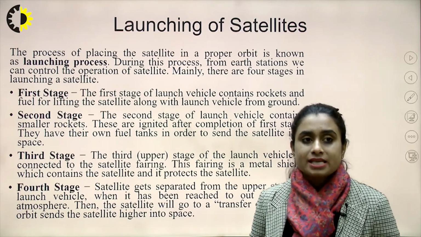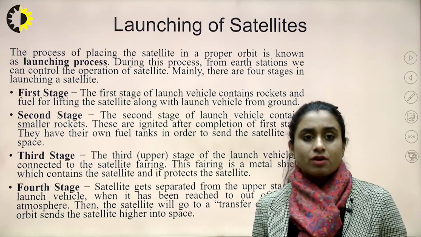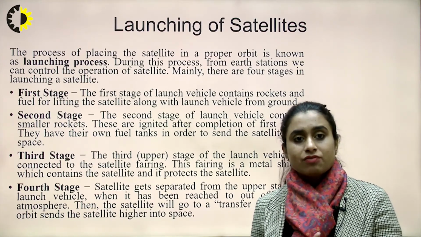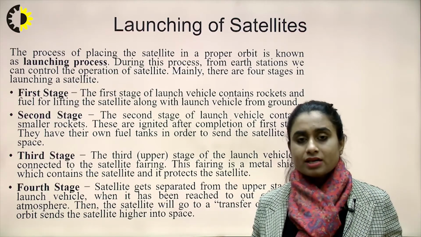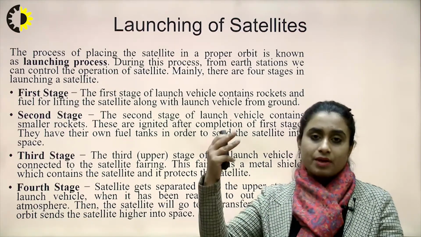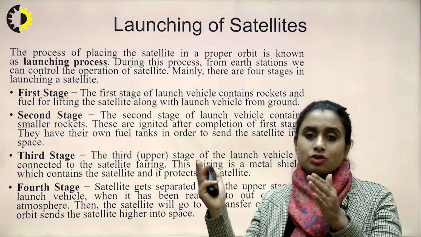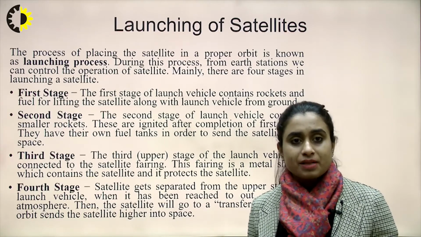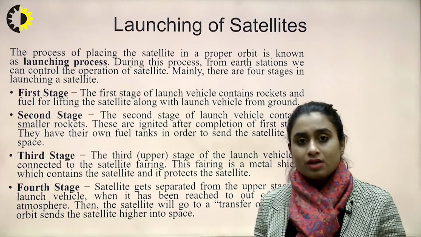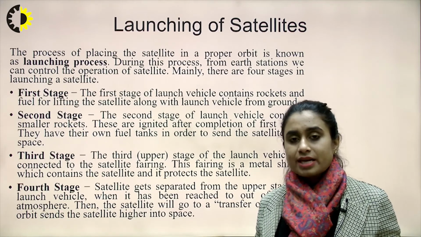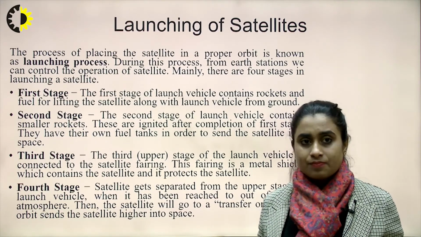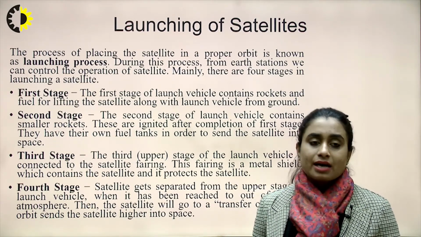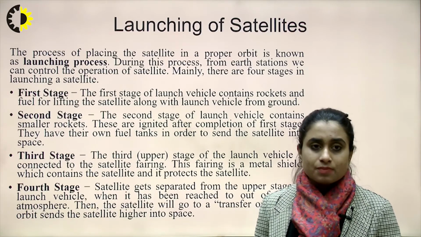The second stage of the launch vehicle contains small rockets. These are ignited after completion of the first stage. The first stage has big rockets and big fuel tanks to take it beyond the Earth's gravitational pull. Later, to provide it direction, we need small rockets. All are manually controlled at the Earth station. A big team of scientists is involved, and a lot of mechanisms and software are involved in doing this, right? They have their own fuel tanks in order to send the satellite into space.